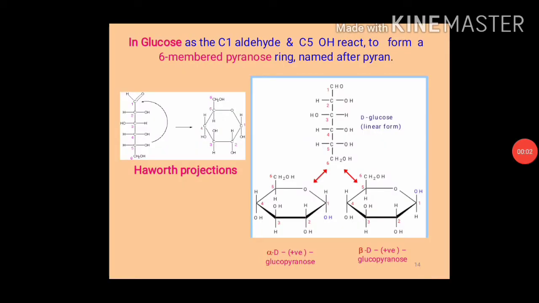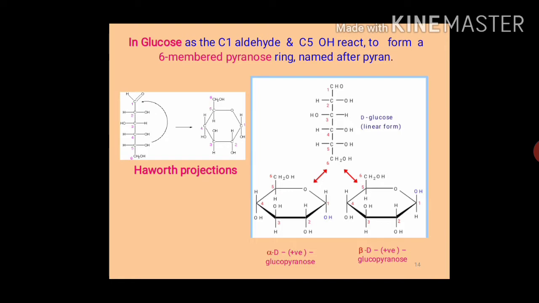In this video, we are going to study how we can write Haworth projection formula from the Fischer projection formula. First, we observe D-glucose. In that case, the substituents that are on the right hand side are OH, H, OH and OH. On the left hand side, those are H, OH, H and H.